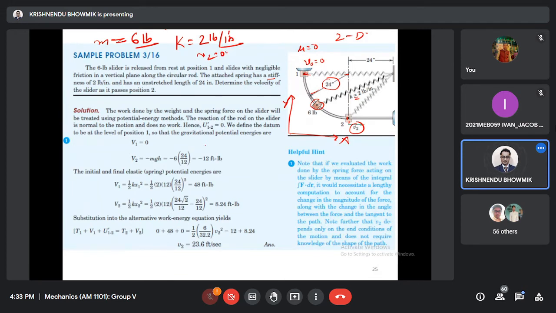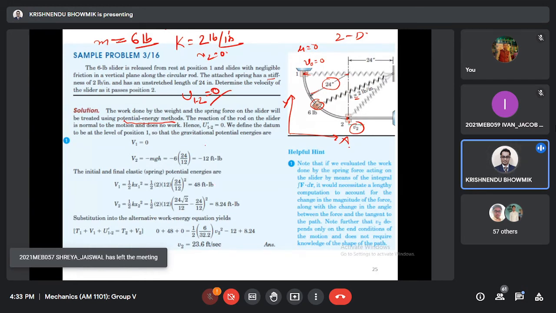Somebody can try it this way: the work done by the weight and the spring force on the slider will be treated with the potential energy method. We will use the potential energy method. The reaction of the rod on the slider is normal to the motion and will not do any work. So U1-2 will be 0.